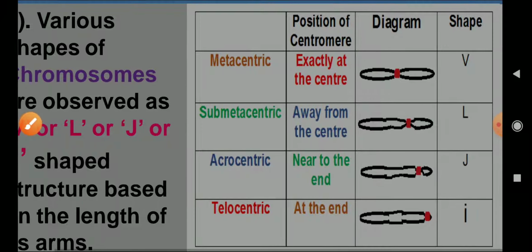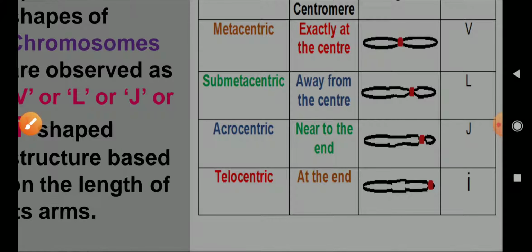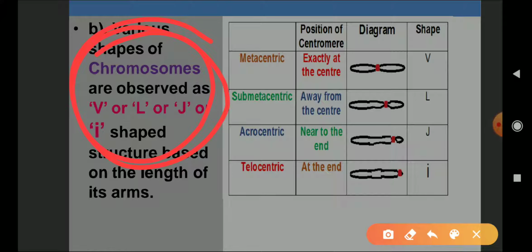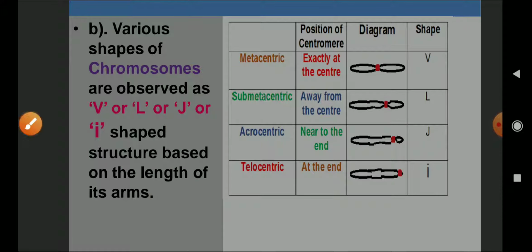While in telocentric, the centromere is at the end. If it is at the end, it is going to represent an I shape chromosome. So these are the various shapes of chromosomes that are observed in the anaphase. If a student wants to study, or a question asks, which phase is the best phase to study the shapes of chromosomes, then it is anaphase. Just a chromosome, then it is metaphase.